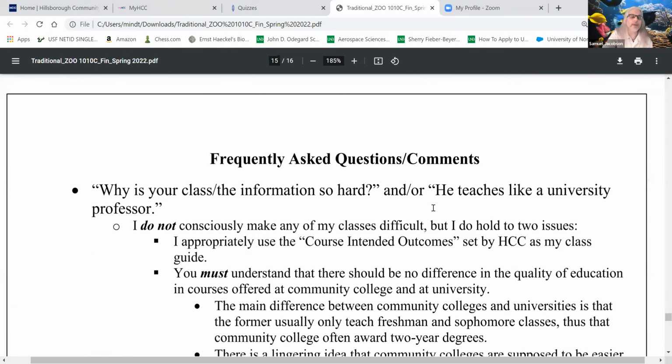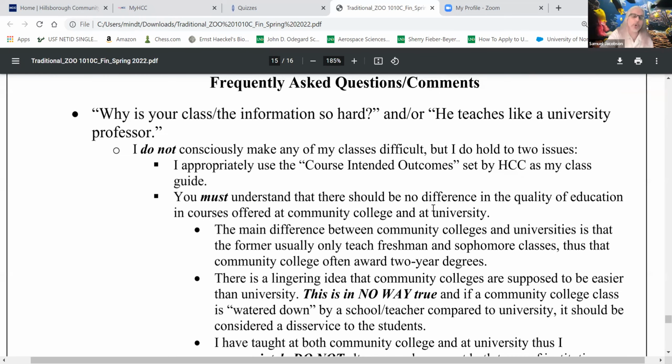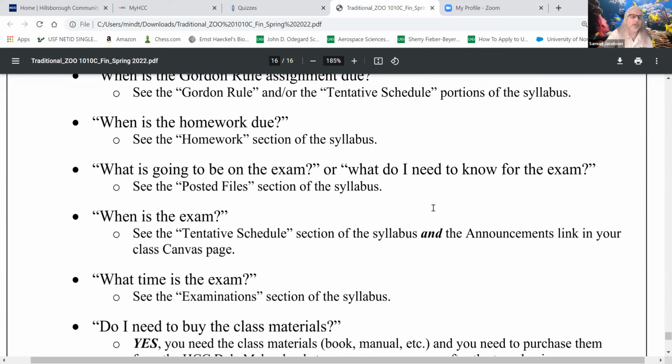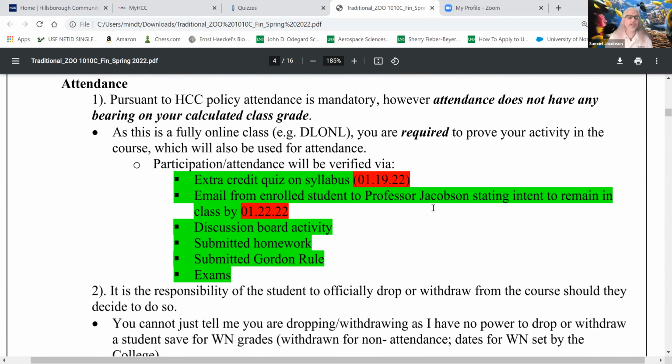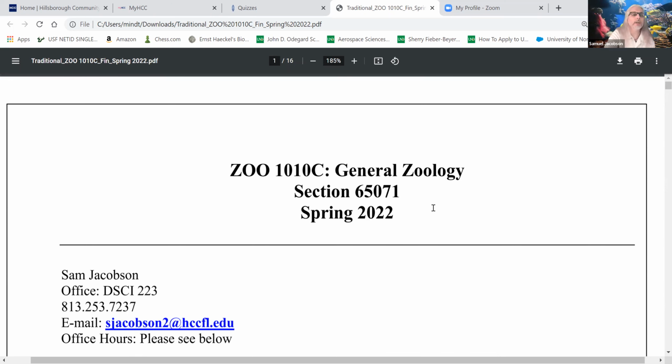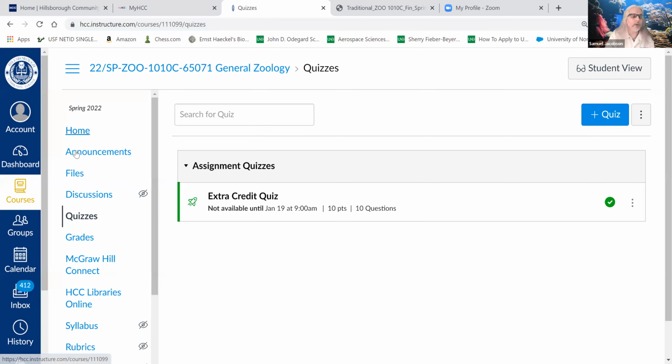And then at the very end, like I said, I have a frequently asked questions. These are the things I get over and over and over again. So I just thought I'd write them out for you to save us both a little bit of time. So there you go. There's your syllabus and all of its wonderful glory. That's still, of course, back here in your files.